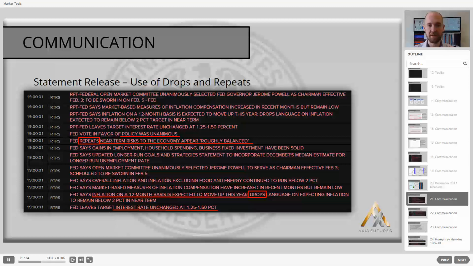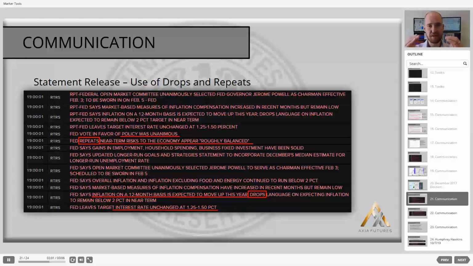They next use the phrase repeats, and that's the repeats: the near-term risks to the economy appear roughly balanced. So that roughly balanced line stays in once again. They're the key areas to be looking for. Watch out for drops and repeats. But in terms of the lines that you're looking for, that 12-month inflation, overall inflation as well. And as I say, that is around about it.